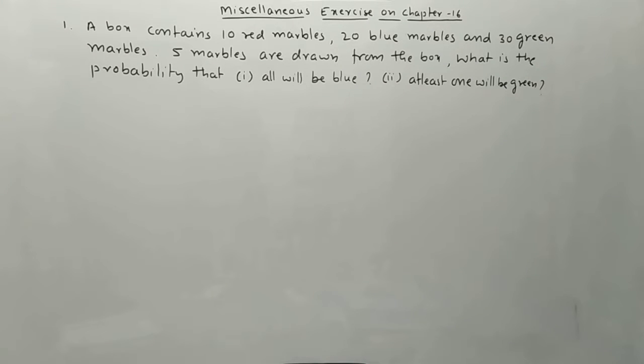Miscellaneous exercise on chapter 16. Question number 1. A box contains 10 red marbles, 20 blue marbles, and 30 green marbles. 5 marbles are drawn from the box. What is the probability that first one is all will be blue, second one at least one will be green?